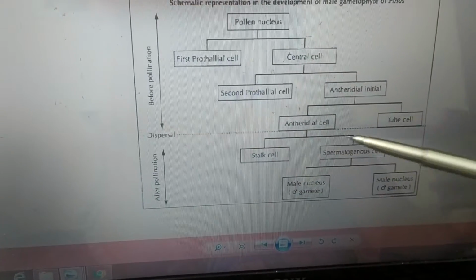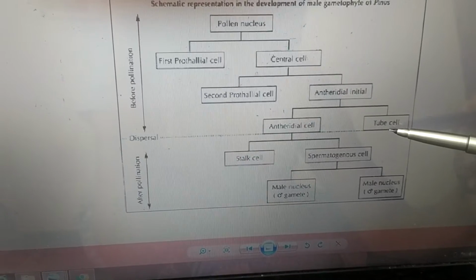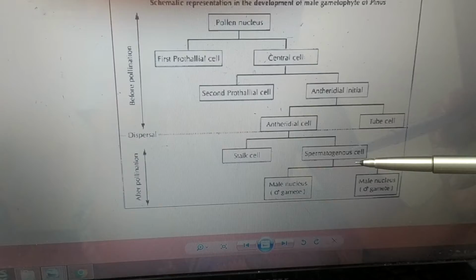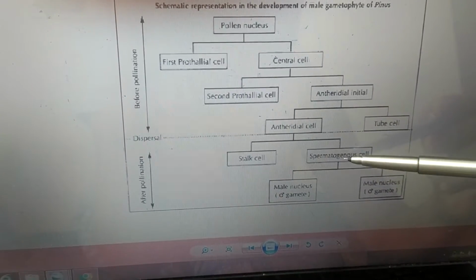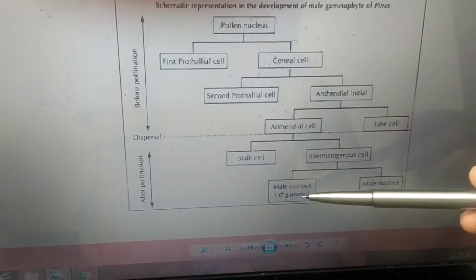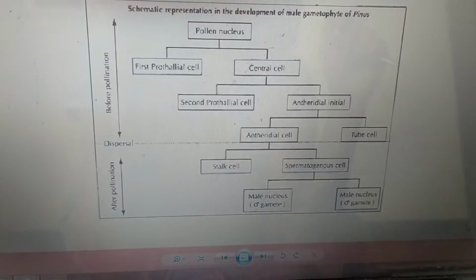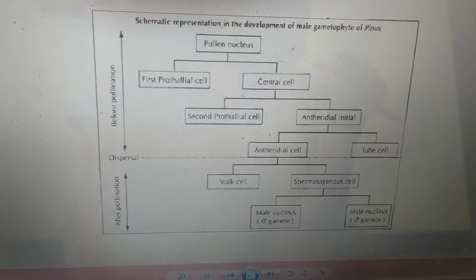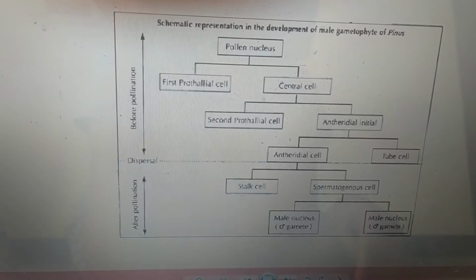And after pollination, this tube cell is going to form the pollen tube. They haven't mentioned it here, but it is going to form the pollen tube, whereas this antheridial cell is going to form the stalk and spermatogenous cell, that is the stalk cell and the body cell. The body cell has another name, spermatogenous cell. This spermatogenous cell is going to form two male gametes, which are non-motile in nature. So this was a description regarding the development of the male gametophyte before and after pollination.